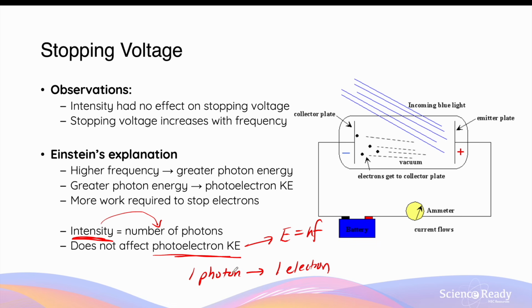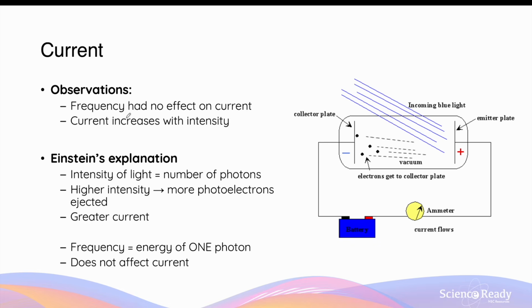Having more photons does not affect the energy of one electron because the energy of one electron will only originate from one photon only. The second observation that Lenard made was that frequency had no effect on the currents being measured. In fact, the current reading increases with the intensity of light. As we previously discussed, the intensity of light is related to the number of photons. Light of high intensity means that there are more photons of a particular wavelength or frequency.